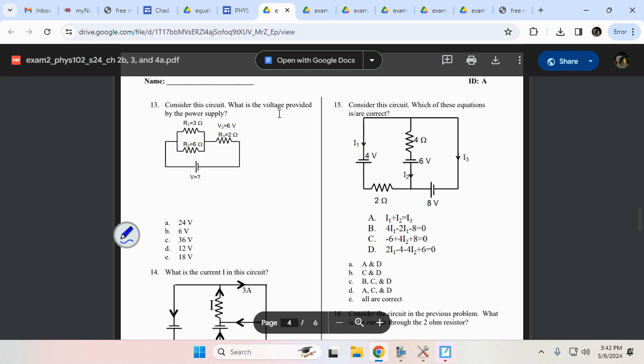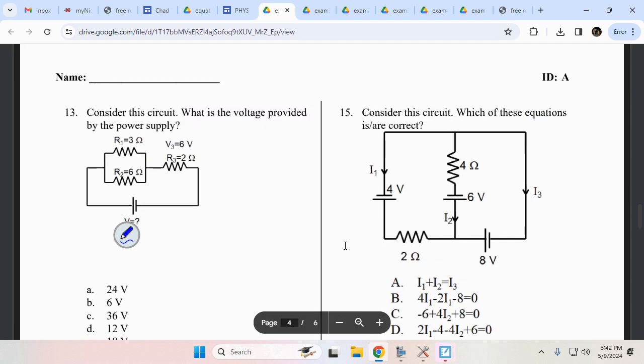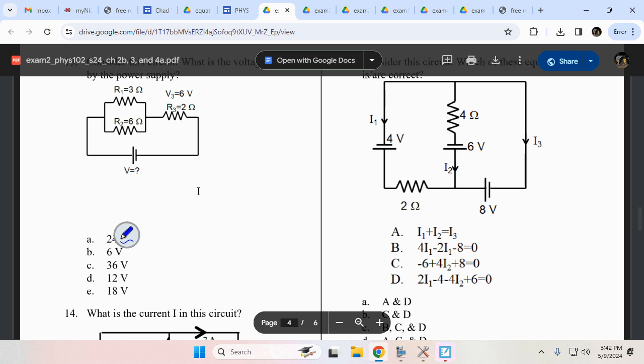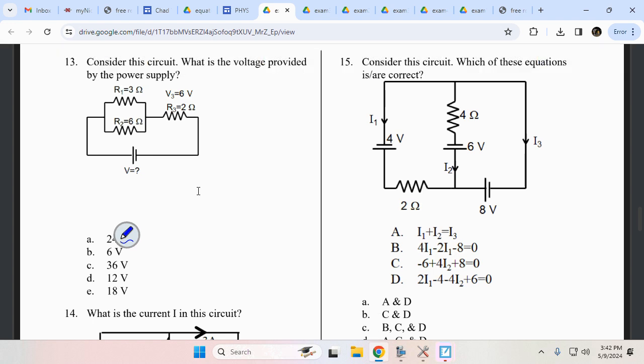All right, number 15. I want to know which of these equations are correct. In fact, you will see a question like this. So I just go through each one. I1 plus I2 is equal to I3. That's the incoming equals the outgoing. But notice here that my incoming includes I1, I2, and I3, so that one's not right. It should be I1 plus I2 plus I3 equals 0.